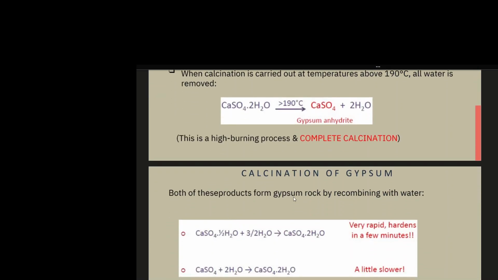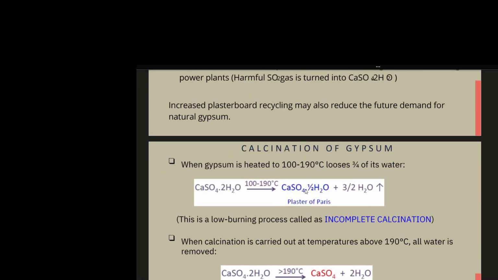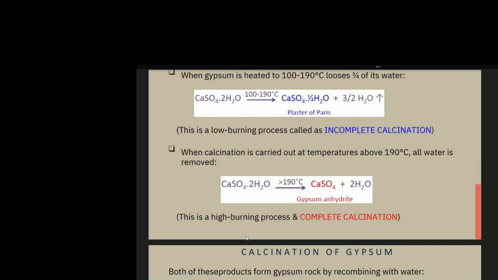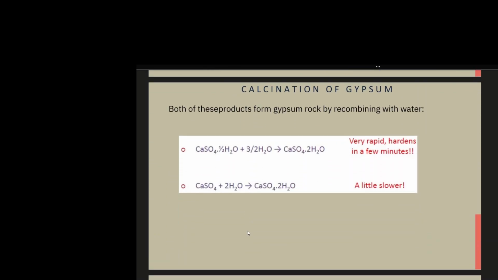Now both these products from gypsum rock, and so by combining with water. So once you combine it with water, because as you can see, what it lost was water. So if you combine it again with water, right, also here, when you combine it with water, now you go back here, it's a reversible process, as you guys have learned from high school.